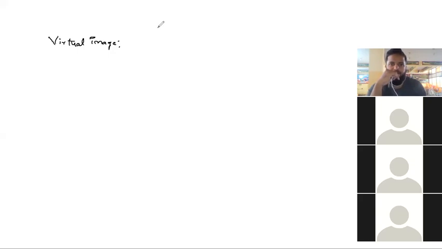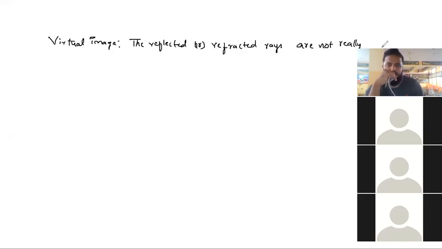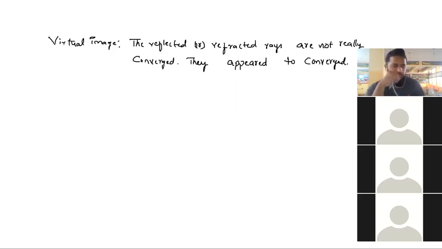So let's write the point for this. The reflected or refracted rays are not really converged. They appear to converge.